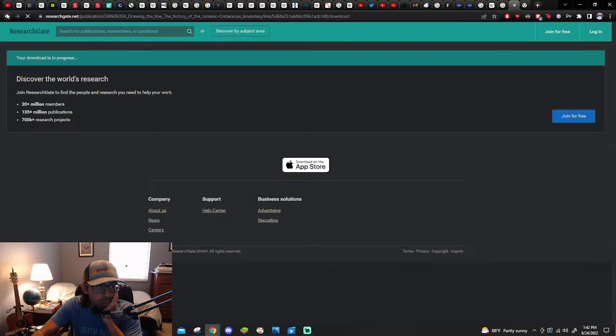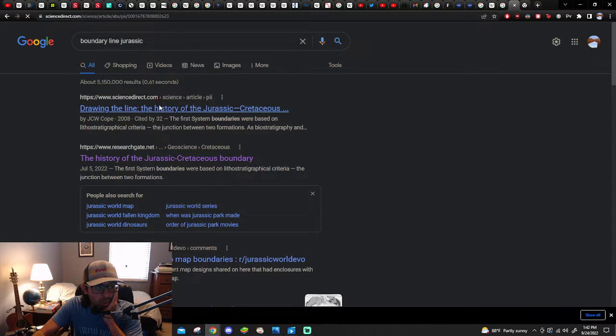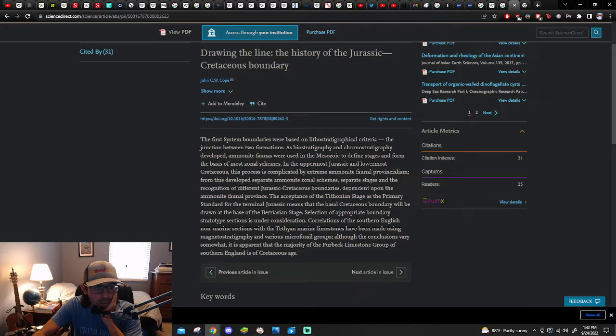Download this one. Go back, do this one too. As biostratigraphy and chronostratigraphy developed, ammonite faunas were used in the Mesozoic to define stages and form the basis of most zonal schemes. In the uppermost Jurassic and lowermost Cretaceous, this process is complicated by extreme ammonite faunal provincialism.